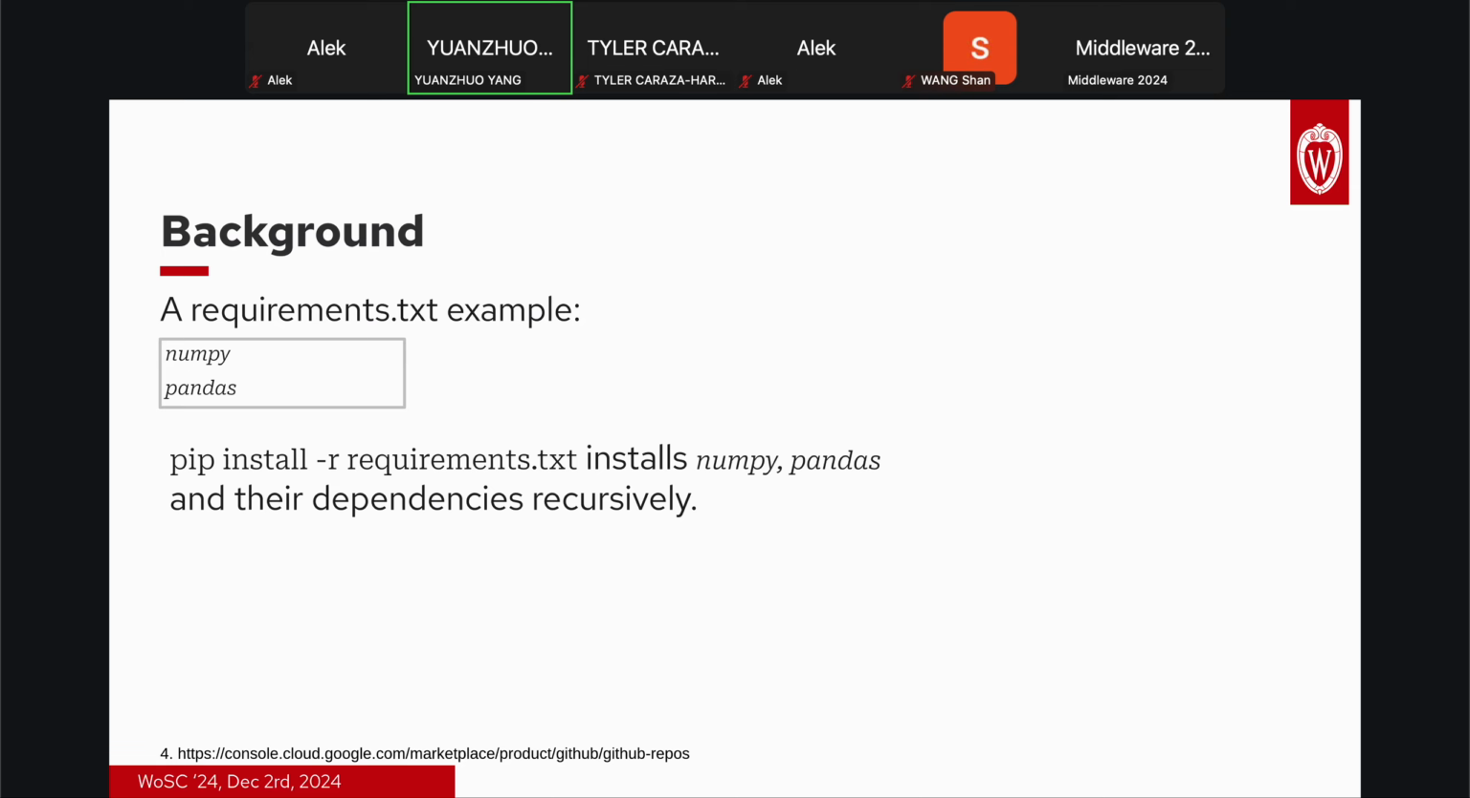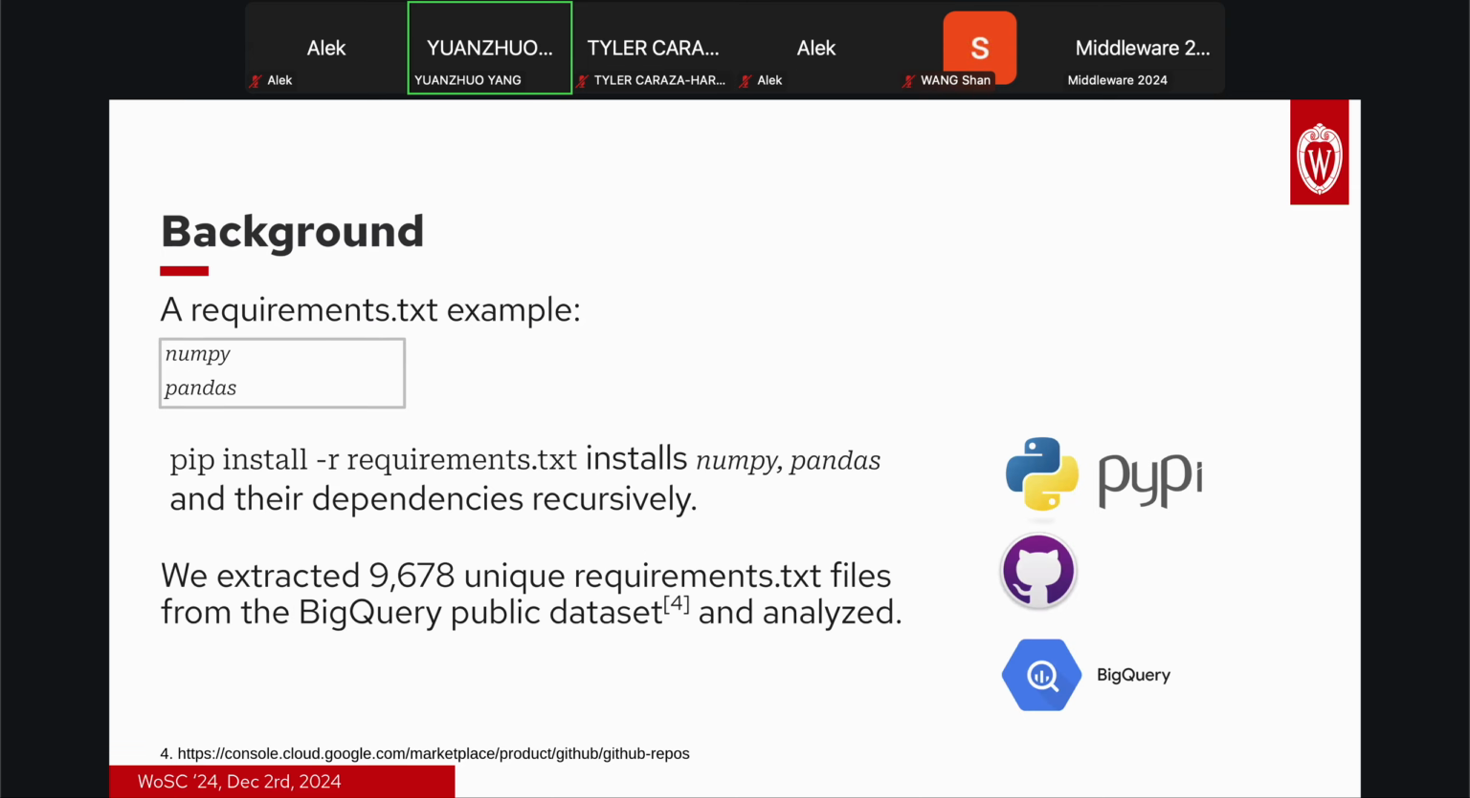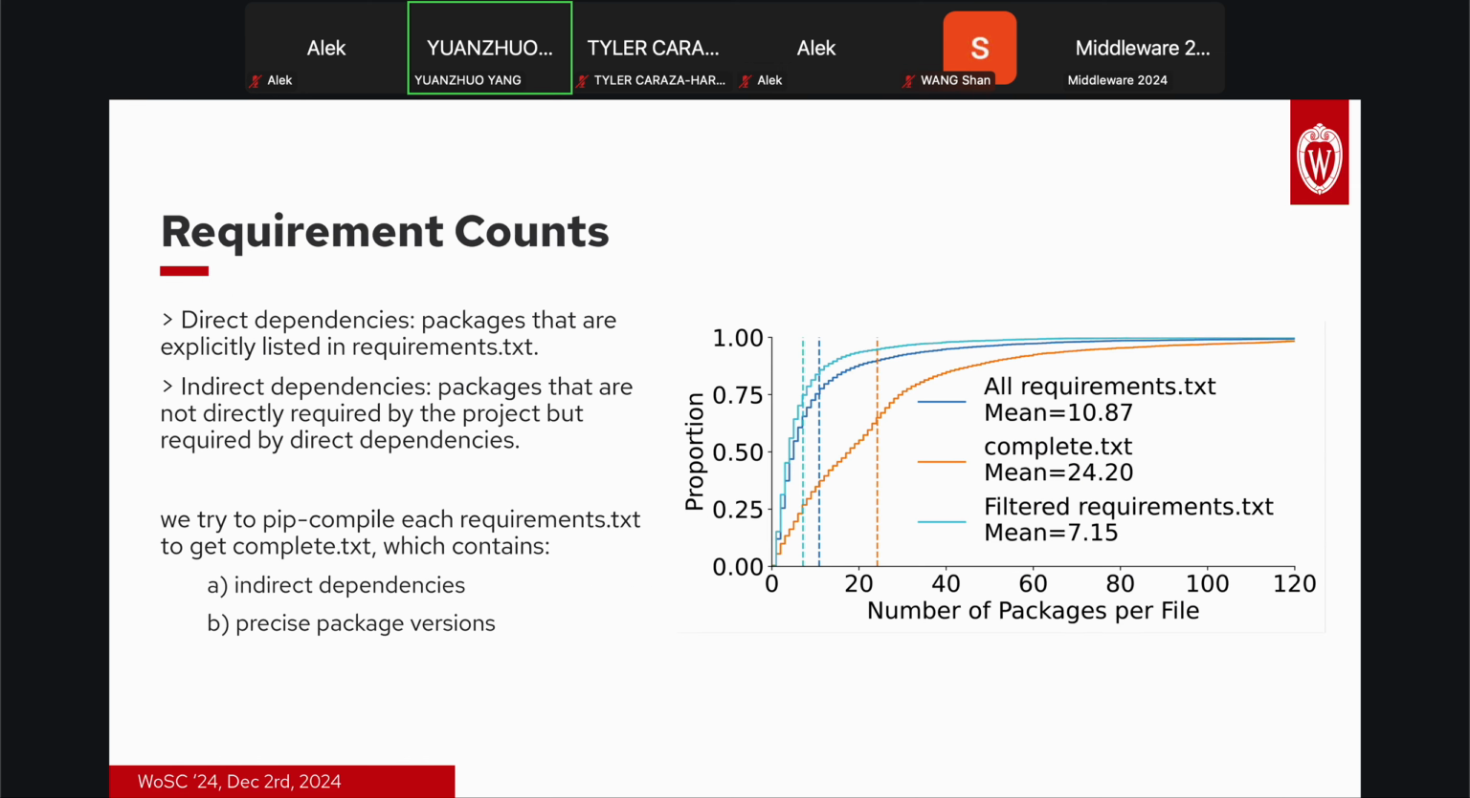And as for our dataset, we extract 9,678 unique requirements.txt files from BigQuery and analyze them. We first analyze how many packages are required in an application, referred to as requirement counts. There are two kinds of dependencies, direct and indirect. Direct dependencies refer to the packages that are explicitly listed in requirements.txt, whereas indirect ones are implicitly required by the project, because they are required by those direct dependencies. To count the required packages, we need to count both the direct and indirect ones. So we adopt pip-compile to help us.